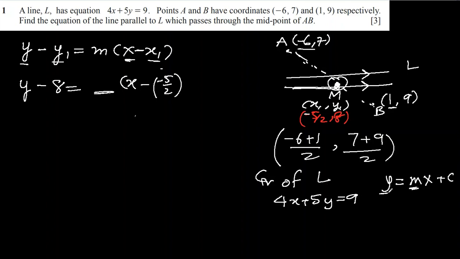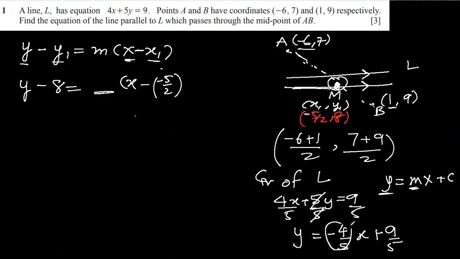So that means y has to be alone and independent of 5. So let's divide all of them by 5. So this 5 cancels here. And let's take this 4 over 5x to the other side. So we get y equal to negative 4 over 5x plus 9 over 5. So the gradient becomes minus 4 over 5, which we will use here because this line is parallel to the earlier line. And that's it. This is the equation. You can leave it here or simplify.